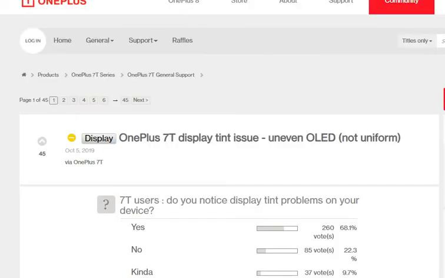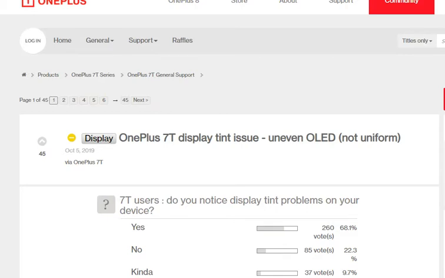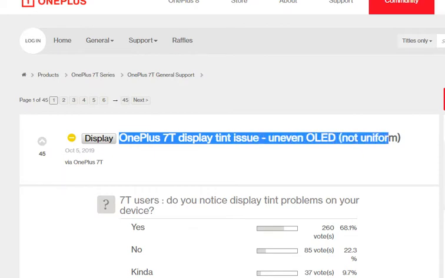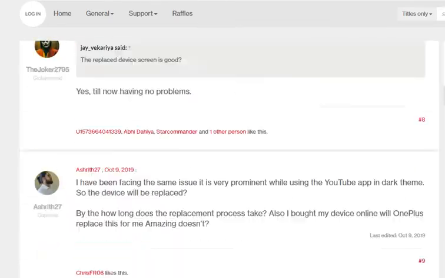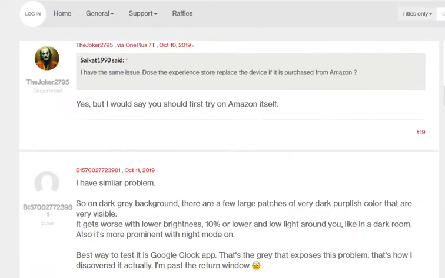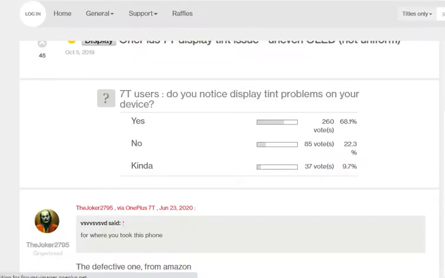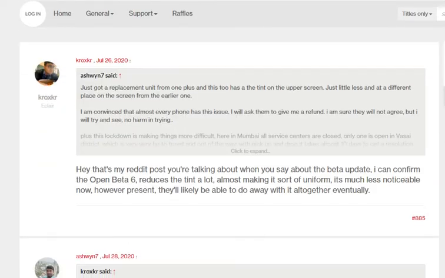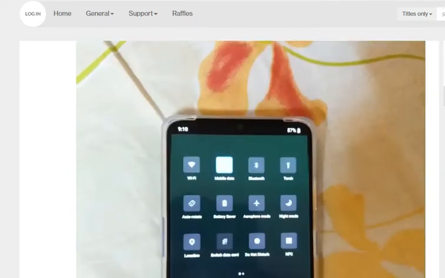If you see OnePlus over here, this is the OnePlus community app, and this is the display issue which many people have reported for the 7T. There are more than 45 pages and each page is quite long. There are so many comments regarding this issue. So quite a lot of people are facing it, almost 45 pages on the community, and that's just for one phone. If you search the community app or the XDA forums, you will see so many complaints regarding this issue.